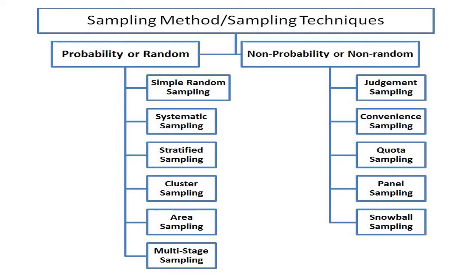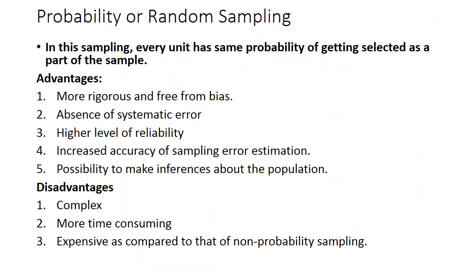This diagram shows that probability or random sampling is further divided into simple random sampling, systematic sampling, stratified sampling, clustered sampling, area sampling, and multi-stage sampling. If we see non-probability sampling, it is further divided into judgment sampling, convenience sampling, quota sampling, panel sampling, and snowball sampling. Now, let us see probability sampling.